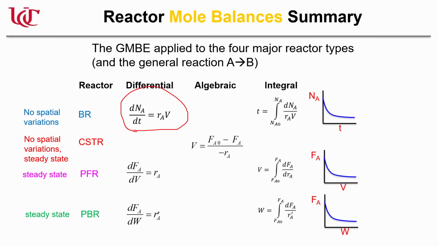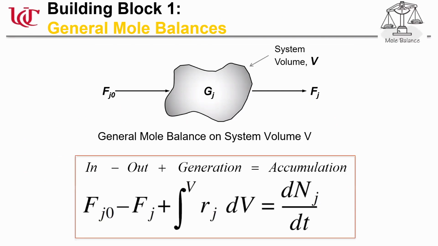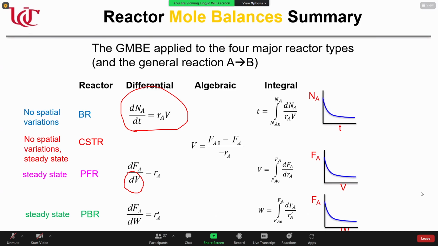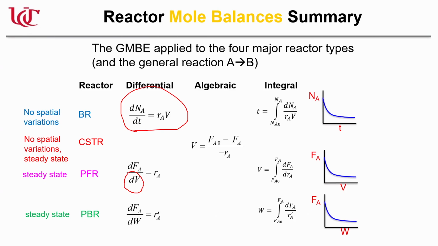And for the flow system, now you need to consider in and out. For the CSTR, we assume r_A is uniform in the reactor. So then we can take it out, and we have this algebraic form of the design equation. Also for the flow system, we normally consider steady state. That means the accumulation term is zero. For the PFR, we have the differential form. Here we cannot take dV out because r_A is not uniform in the reactor.